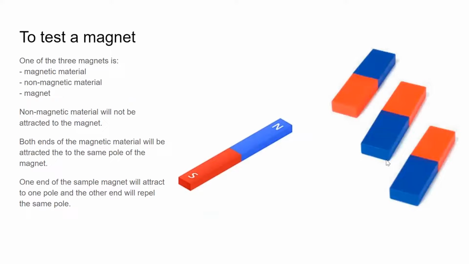So here we have three unknown materials. One of them is a magnetic material, the other one is a non-magnetic material, and the last one is a magnet. So we take a known magnet to each of these three materials. The non-magnetic material will be the material that is not going to be attracted to the magnet. Both ends of the magnetic material will be attracted to the same pole of the magnet, and one end of the sample magnet will be attracted to one pole of the known magnet, and the other end will repel the same pole.